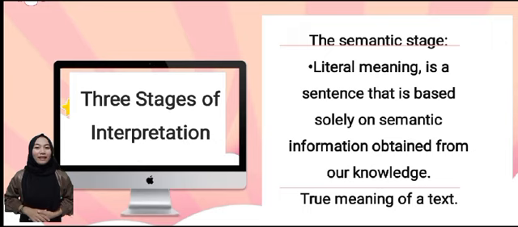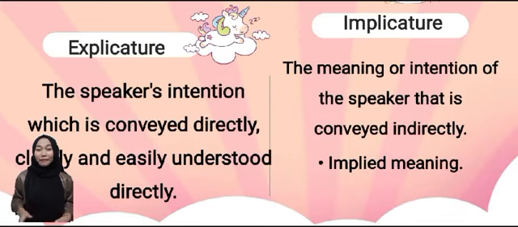The three stages of interpretation are divided into two types, namely semantics and pragmatics. The semantic stage is literal meaning. Literal meaning is a sentence meaning based solely on semantic information obtained from our knowledge, or it can also be said to be the true meaning of a text. Furthermore, the types of pragmatic interpretations, namely explicature and implicature.